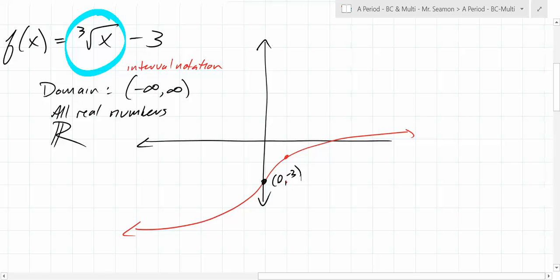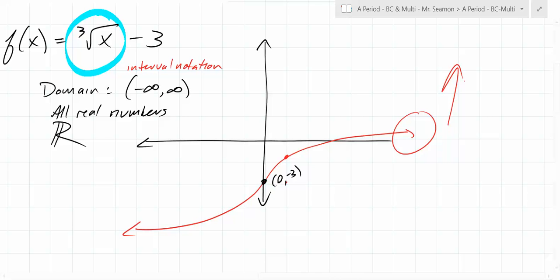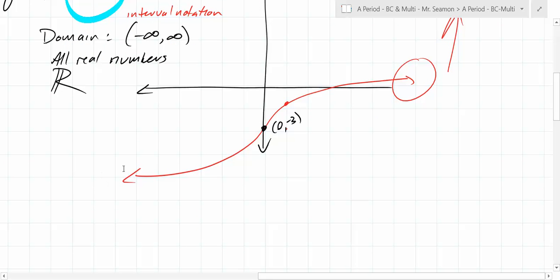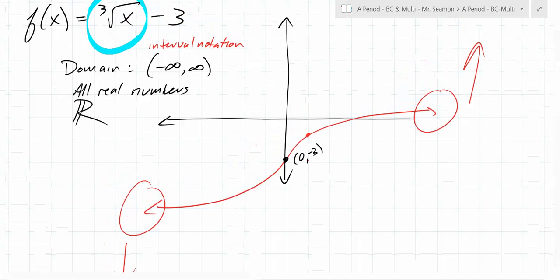But what about the range? If you looked at it sideways, does it skip over any y values? Meaning, are there any y values it can't be? I'll ask you this way. Does this ever stop going up? No, because you can always plug in a bigger number, right? The cube root of 1 billion, the cube root of 2 billion. You can always get bigger, right? Does it ever stop going down over here? No. So are there any y values that it does not cover? No. So what's the range going to be?